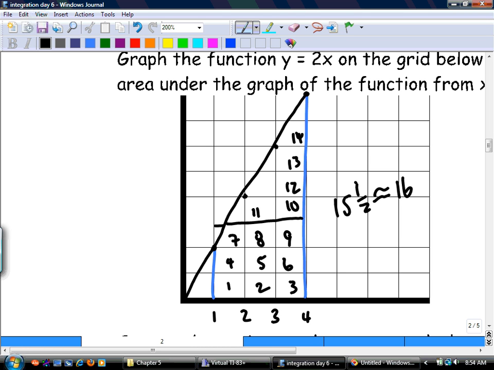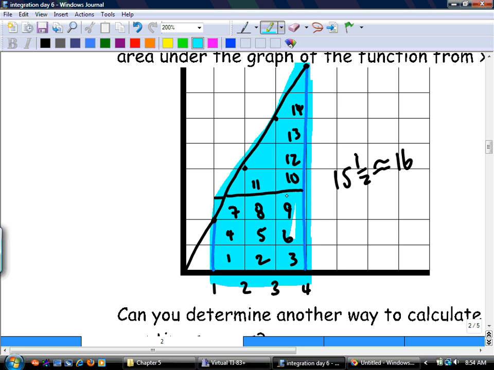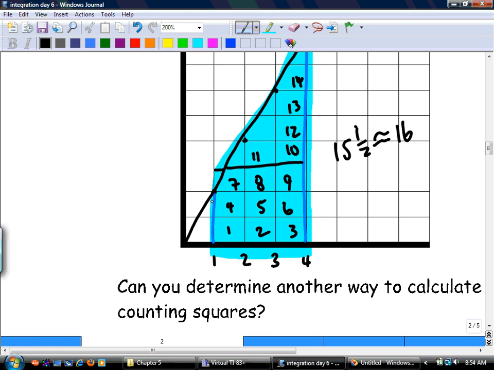Counting squares. Efficient? No. Can it give you a rough estimate? Sure. Another way, instead of counting squares: hey, Mr. F, this shape can be defined using a formula. It's a trapezoid. Yes, this shape is a trapezoid. So base one is 2.